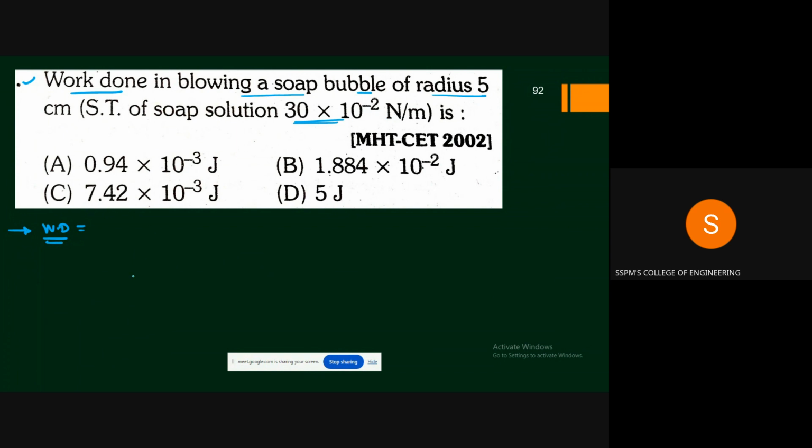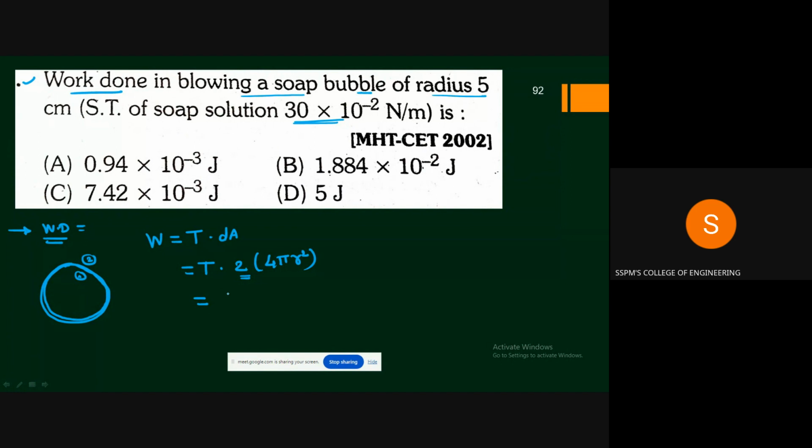Okay. So for the soap bubble, as we know, the soap bubble has two surfaces. One is the inner surface and second is the outer surface. So we have to consider the two surface areas for the soap bubble. So the basic equation for the work done or the surface energy is W is equal to the surface tension into dA. Here dA will be 2 times, as we know for a sphere the surface area is 4 pi r square. So we just have to consider two surface areas.